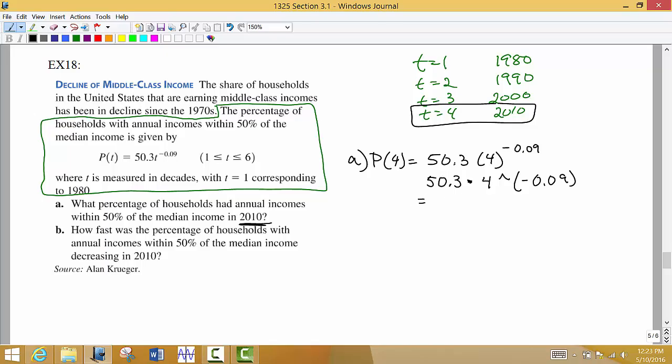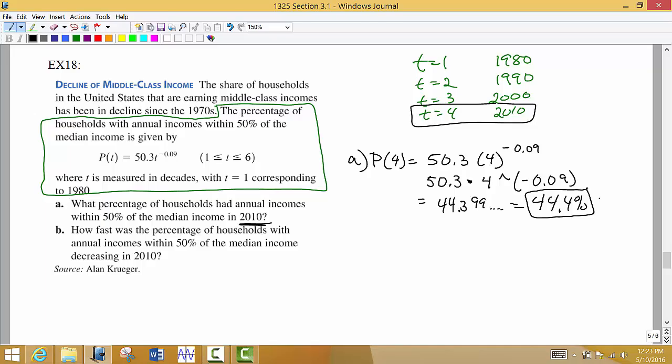So when I put this into my calculator, I get 44.399, and I'm going to round to the nearest tenth, so I get about 44.4%. So in 2010, about 44.4% of households were considered middle class.